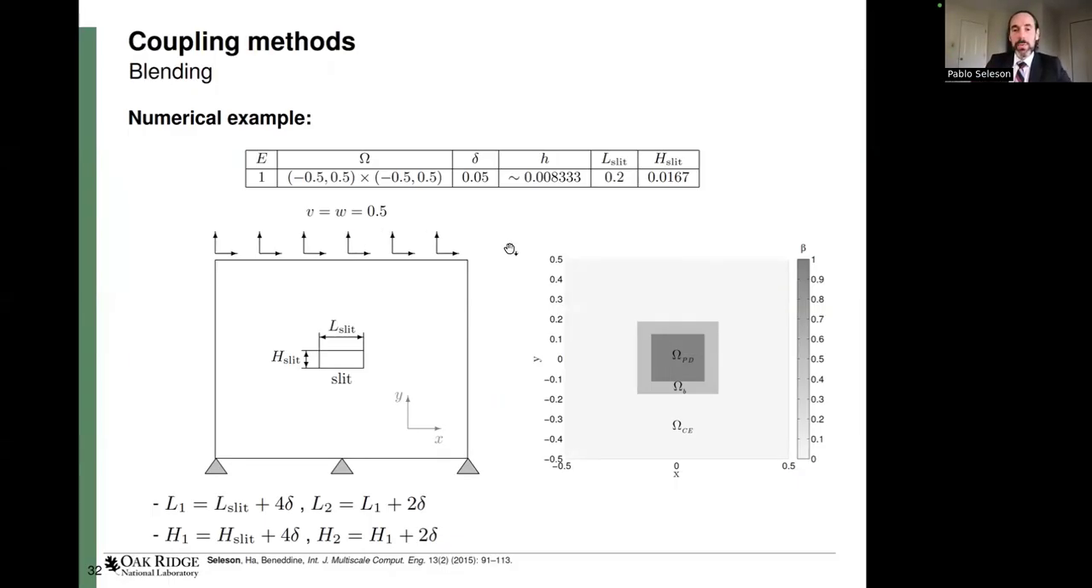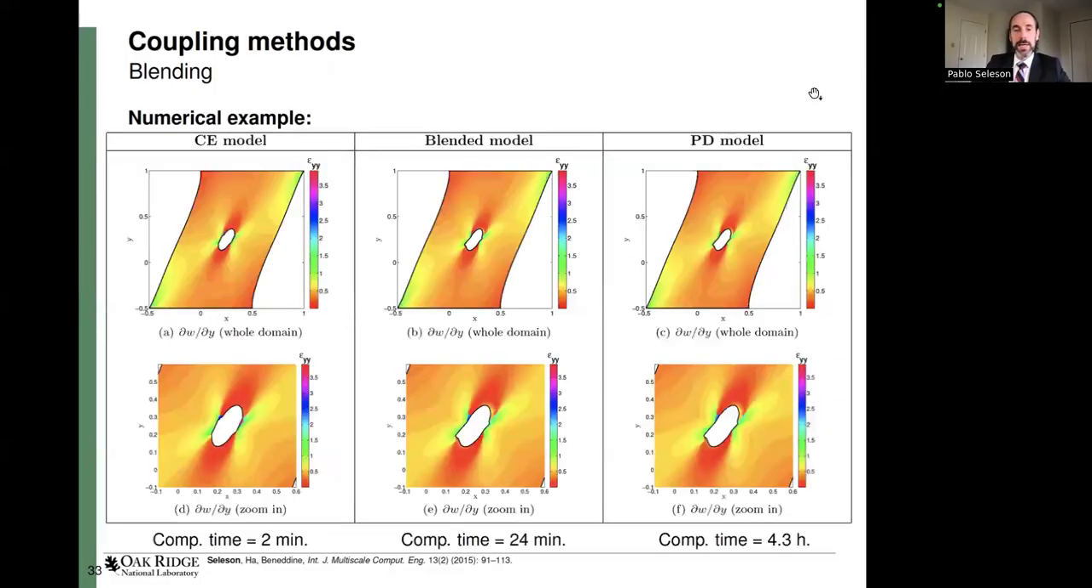and we are going to look into the deformation of the plate. We are going to employ the blending approach, where we surround the slit, which is the critical region for us, with the peridynamic region. We have a bridging region in between, and then outside we have the classical model, so we can apply classical local boundary conditions. And here is the result.